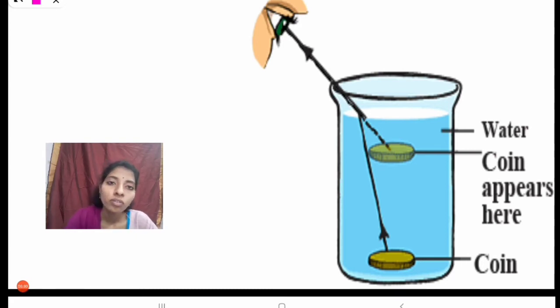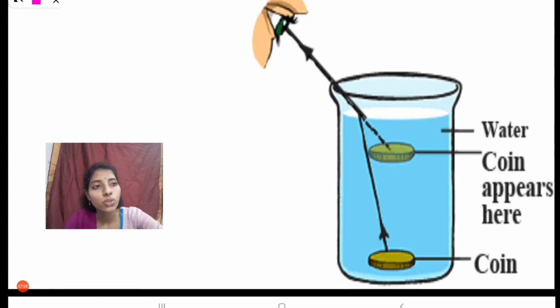Before, without water in the vessel, the person who is watching this is not able to see the coin. Now after filling the water, he is at the same position. He has moved away from the coin only. But now this time he is observing the coin. Then how is he observing the coin here?